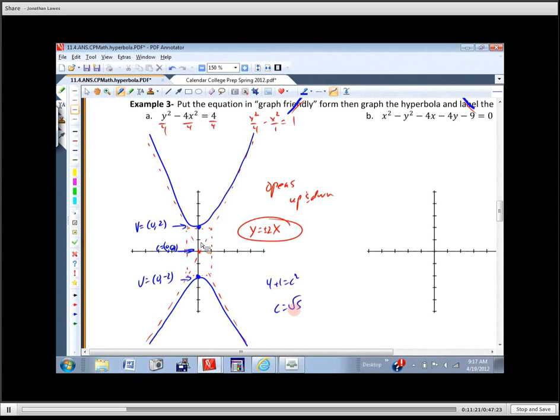So I'm going to go up a little bit more than 2. Hardly even looks like it's off the graph there. So that focus is, go ahead and label that. Go down a little bit more than 2. So that's going to be the other focus. Go ahead and label that. Didn't go right or left, just went up, so this is going to be (0, radical 5), and this is going to be (0, negative radical 5). Any questions there?